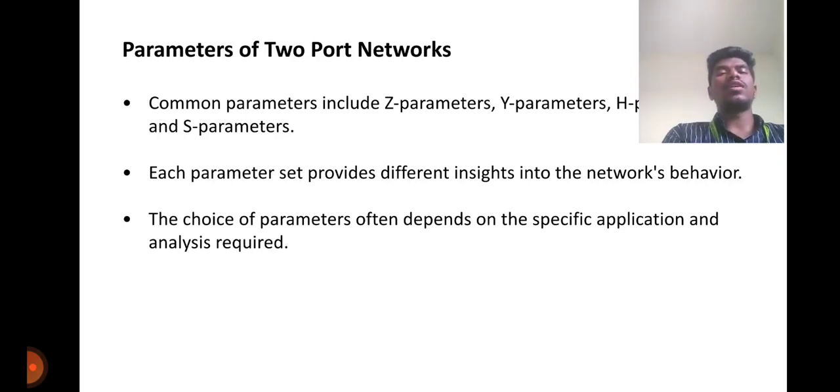Parameters of a two-port network. Common parameters include Z parameters, Y parameters, H parameters, and S parameters. Each parameter set provides different insights into the network behavior. The choice of parameters often depends on the specific application and analysis required.